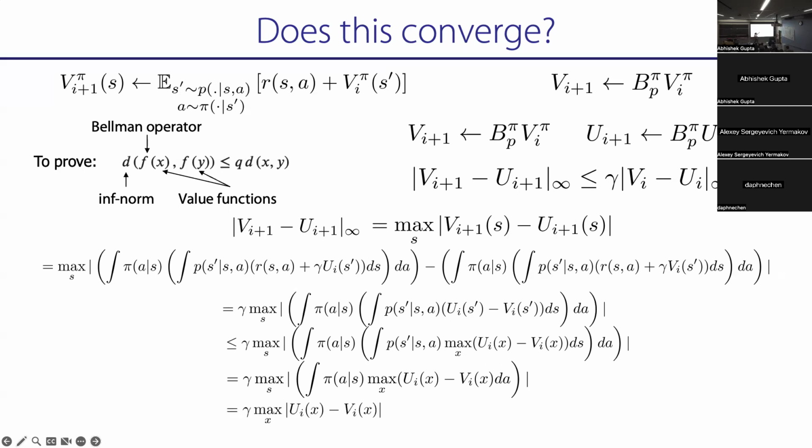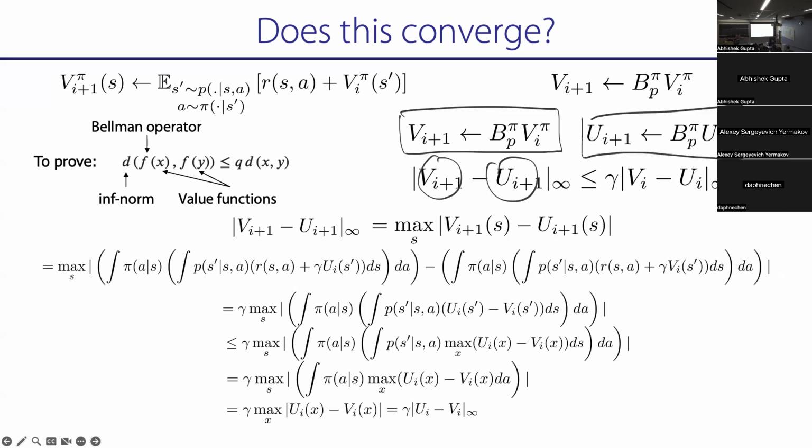V_{i+1} minus U_{i+1} is less than or equal to gamma times the max of U_i minus V_i, which is basically gamma times the infinity norm between V_i and U_i, right? So let's just go through it step by step, make sure everyone follows. What we did is we said V_{i+1} and U_{i+1} are defined as the Bellman backups on V_i and U_i, where the Bellman backup is defined as such.